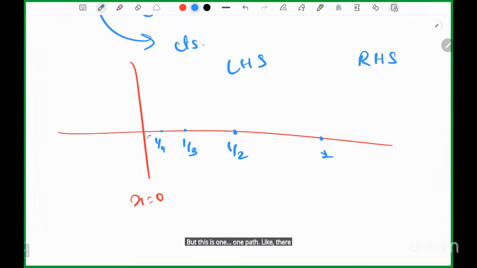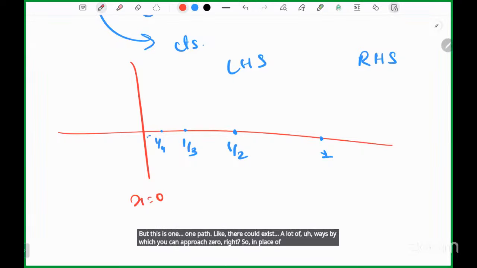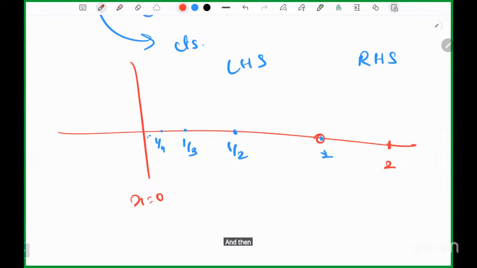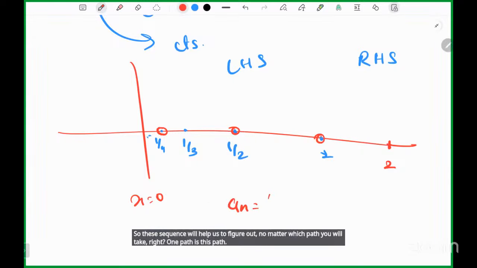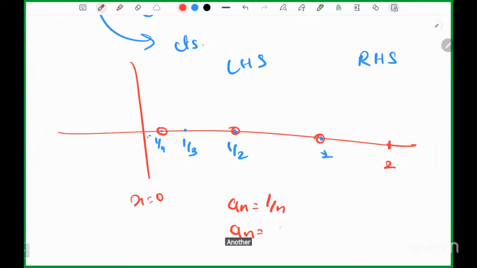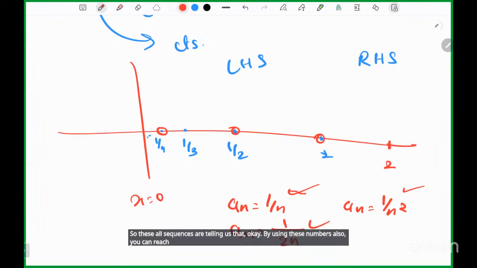There could exist a lot of ways by which you can approach 0, right? So in place of these points, you can also consider some other points. So suppose I'll start with 2. You can also start with 2, then you can go to 1, and then from 1 you can go to 1 by 2, then you can go to 1 by 4, and so on. So these sequences will help us to figure out, no matter which path you will take, right? One path is this path, an is equal to 1 by n path. Another path is 1 by 2n path. Another path is an is equal to 1 by n square path. So all these sequences are telling us that, okay, by using these numbers also, you can reach 0, right?